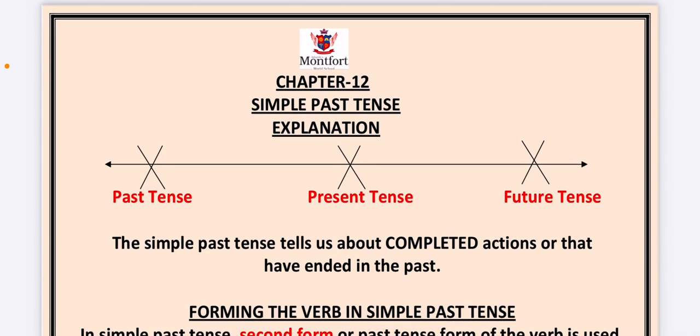Good morning, students. So, our next tense is simple past tense. What do you mean by past? It shows the actions which are already completed or have ended in the past. Like, I ate an ice cream yesterday. So that action is completed. So we use simple past tense for it.